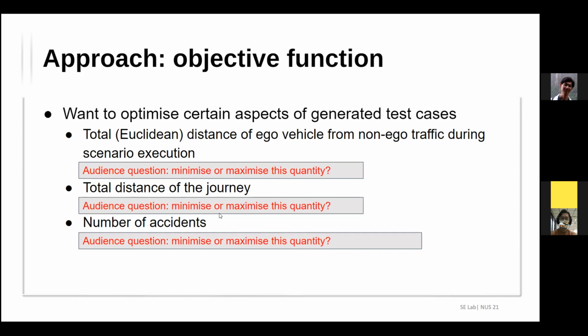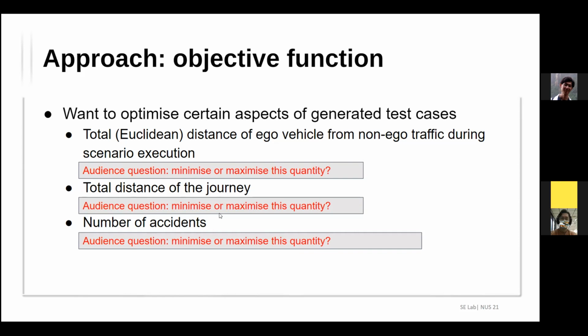And finally, the third aspect they want to optimize is the number of accidents. So given these three aspects that the authors want to optimize, the audience question is now, for these three aspects, which ones do the authors want to minimize and which ones do they want to maximize in order to make the test case the most optimized?